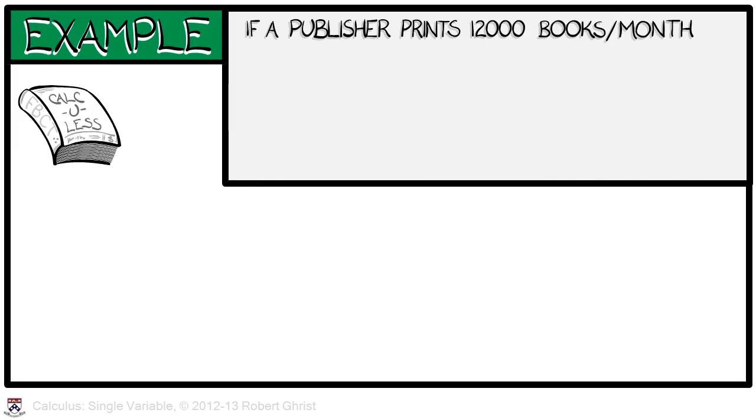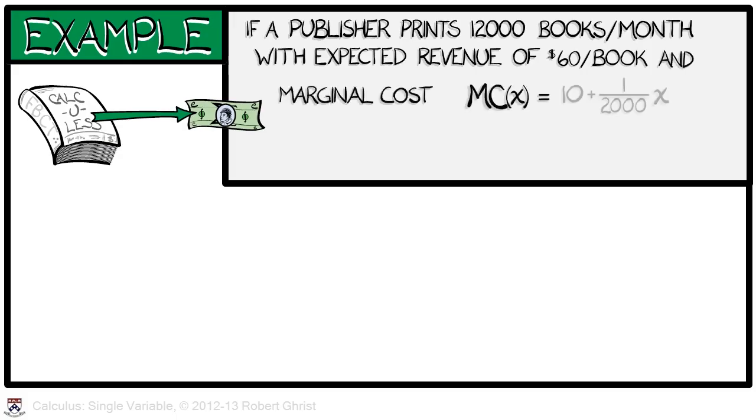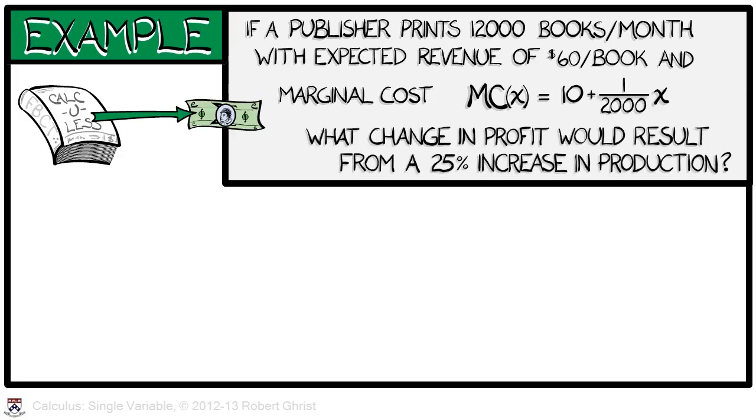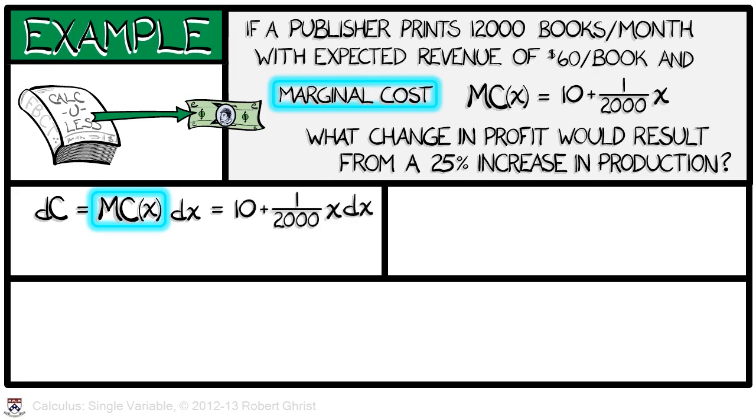Let's assume that a publisher is printing 12,000 books per month with an expected revenue of $60 per book. But it costs money to publish these books, and the marginal cost is a function of x, the number of books published per month. This function is given by 10 plus x over 2,000. Then, what change in profit would result from a 25% increase in production? Let's set this up as an integral problem. First, we're going to need some variables. The cost element, that is, the rate of change of cost to the publisher, is given by this marginal cost function, MC of x, times dx, the rate of change of the number of books. This is, of course, 10 plus x over 2,000 times dx.